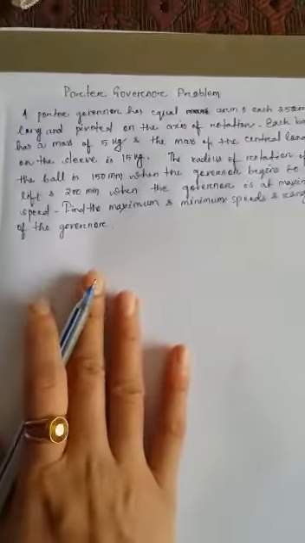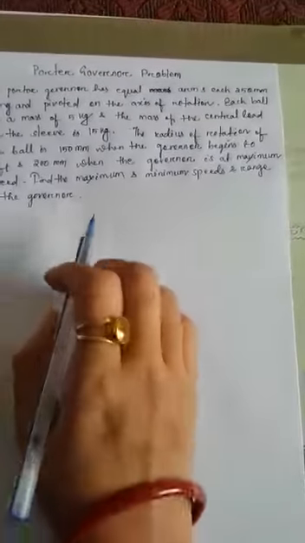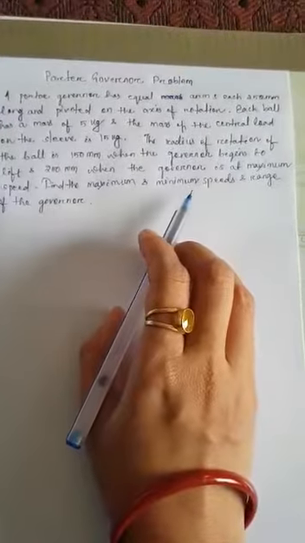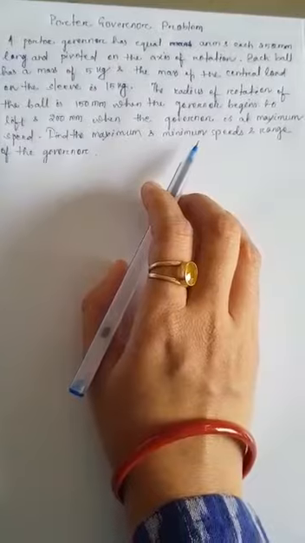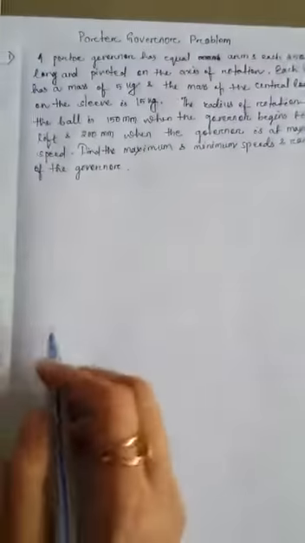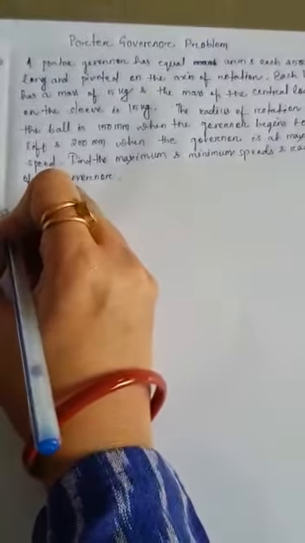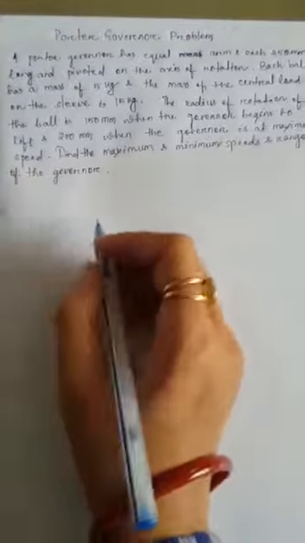So in this problem, we have to find two different speeds, for the maximum and minimum height of the governor. Then from that, we can find the range of the governor. So, the solution. First, draw the line diagram.